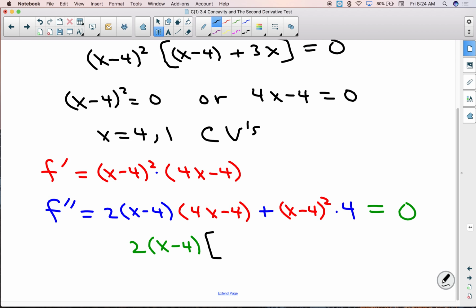4x minus 4. Yeah, 4x minus 4. Plus x minus 4 times 2. Plus 2x minus 4. Plus, we've got an x minus 4 left there, and a 2. So plus 2x minus 4. It's 2x. Well, there's a 2 left from this 4, and you're left then with an x minus 4, 1 x minus 4 there. Yeah. Okay.